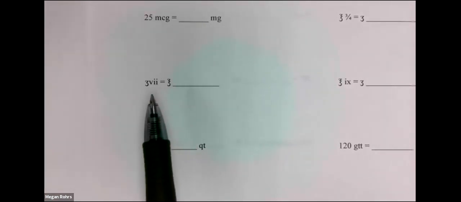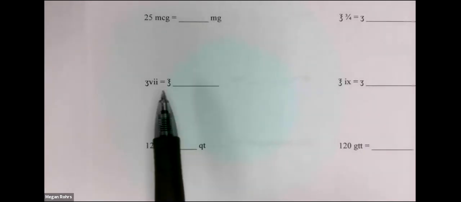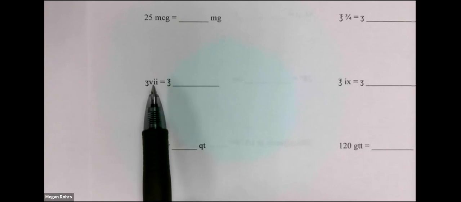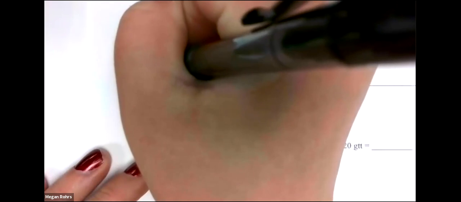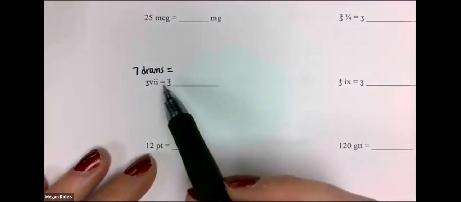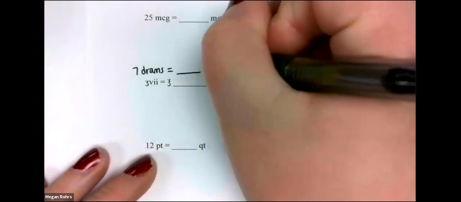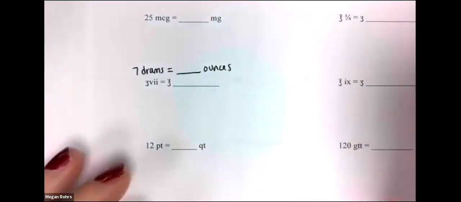All right, now I'm going to do an example from the apothecary system here. First we need to figure out what this is saying. If I look at this unit, I can see from my table that that is the symbol for drams. And then the number follows the symbol. So this is 5, 6, 7 here. So I have 7 drams. And then this unit is ounces. So I'm looking for how many ounces.